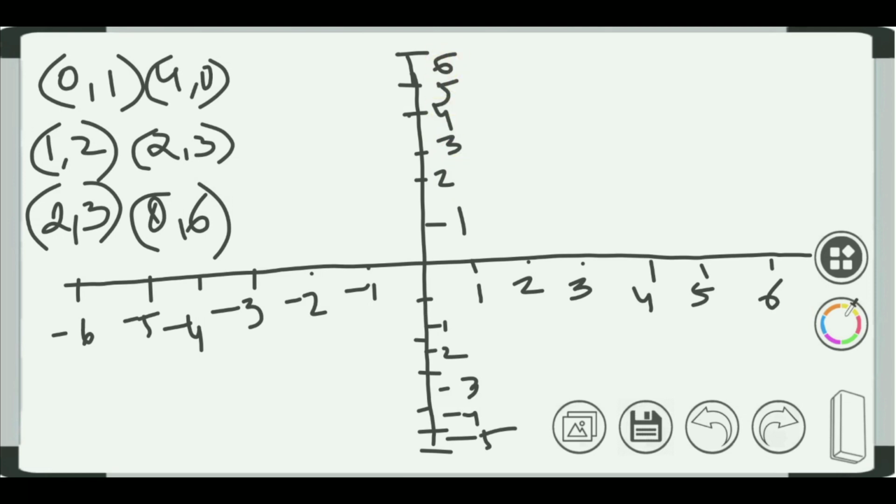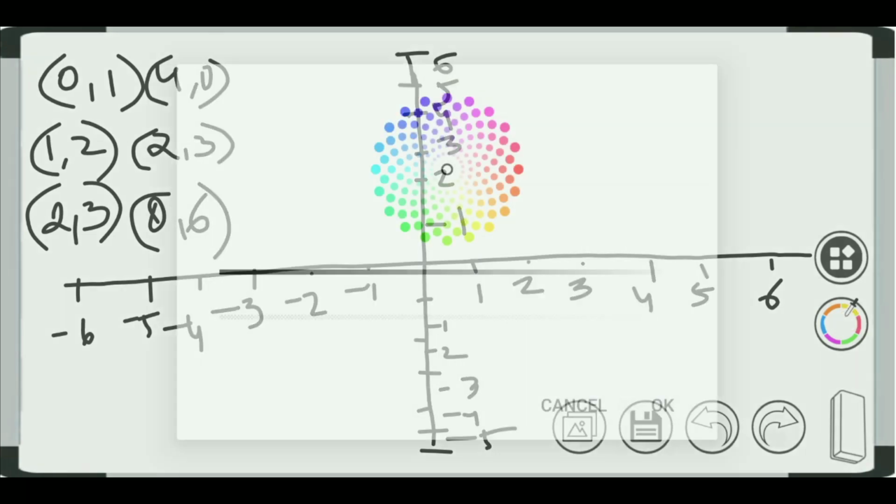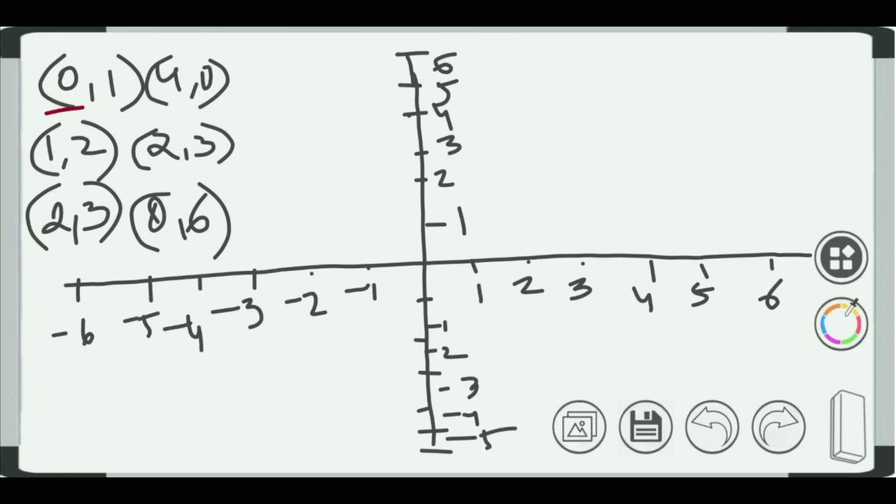Now come to the first point, 0 and 1. See, 0 and 1. What does 0 represent? X-axis. So there is nothing on the x-axis. That means x is 0. What is there in y-axis? 1. So our point is right here. Nothing is there in x-axis. So here is our first point, 0, 1. You should mark this one, or else you won't understand which equation's point it is.